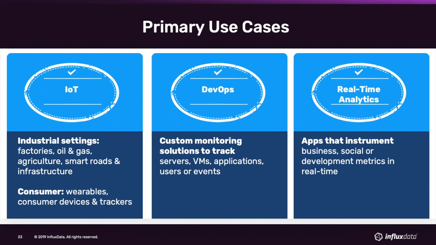DevOps, big use case. People use it for custom monitoring of your application, of your users, your events, the whole spectrum of everything that you're running and orchestrating. You can also use it for monitoring, like intrusion detection systems can be applied with data that's coming into a time series database. Time series data is really big in DevOps. And then of course you have real-time analytics, which are those business, social, or development metrics in real time. So think of stuff like high frequency stock trading or tracking how a business is performing.